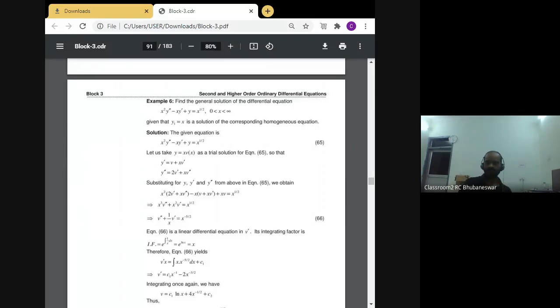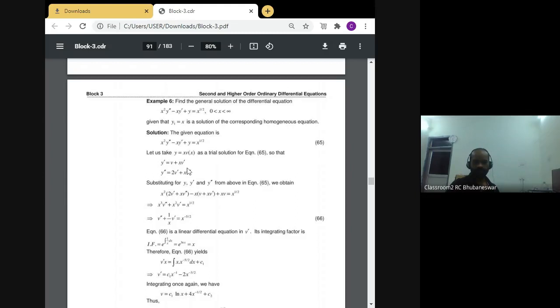It may be given along with the question. If it is not given, then we have to verify by taking some functions like x or 1 by x or x square or 1 by x square, or some simple functions like sin x or e to the power x. Once we can find a solution of the homogeneous differential equation, that can be used to find the second solution in the form of y2.